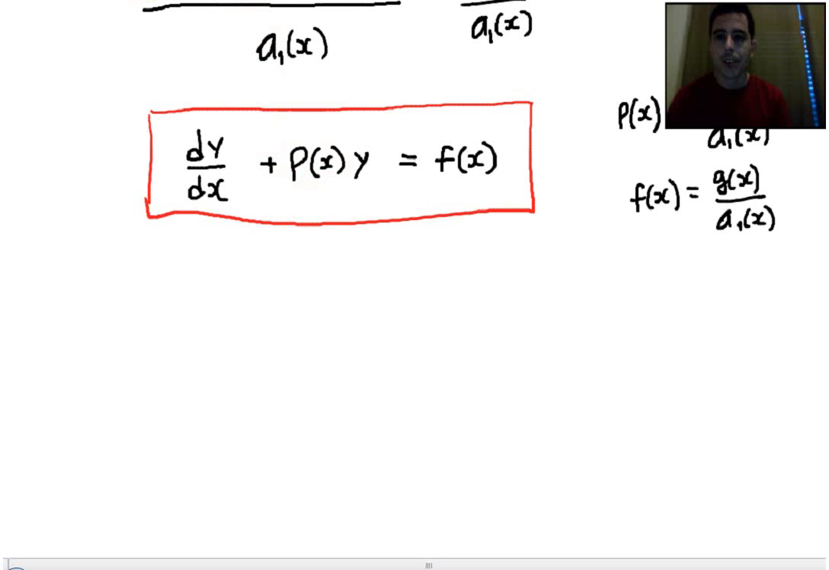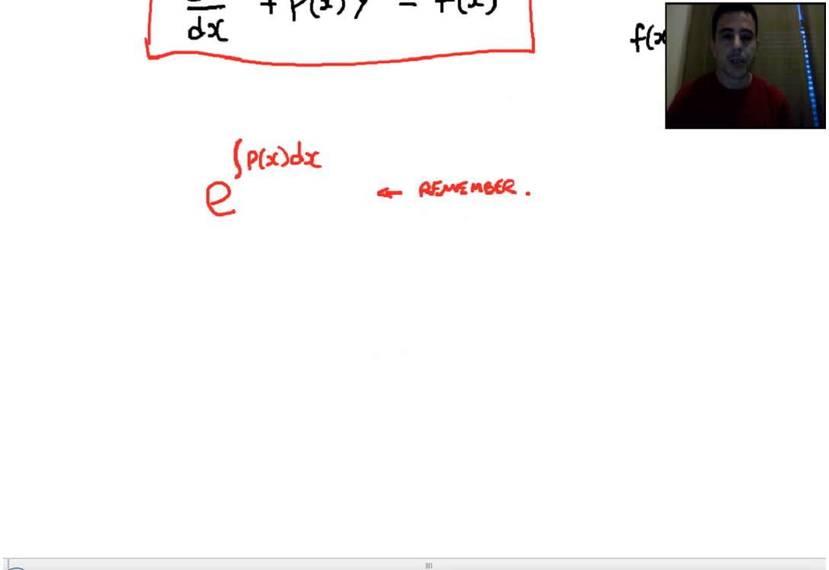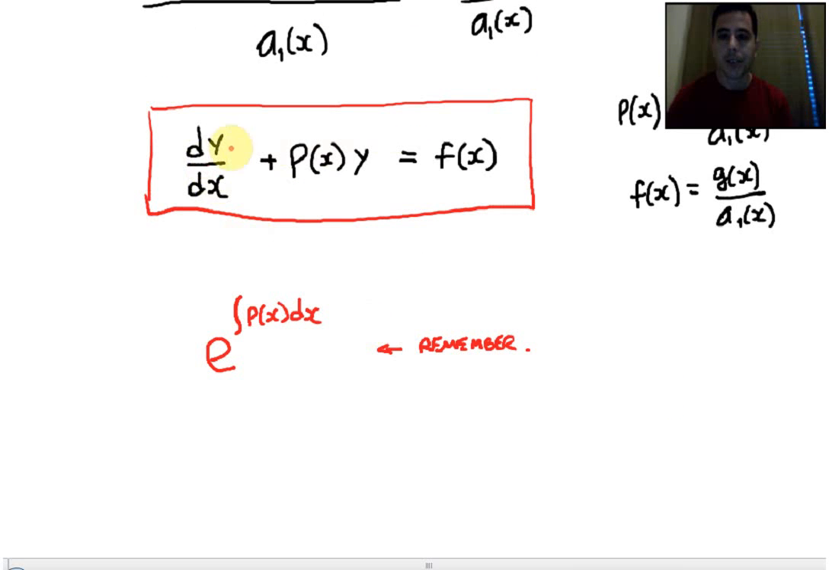Now here's a special term that you probably have to memorize. The special term is e raised to the integral of p of x dx. This little guy here will help us solve that equation, and I'll show you later why it will help us solve the equation. For now, just remember this term. What we're going to do with this term is very simple. We're going to multiply both sides of the differential equation by this term.